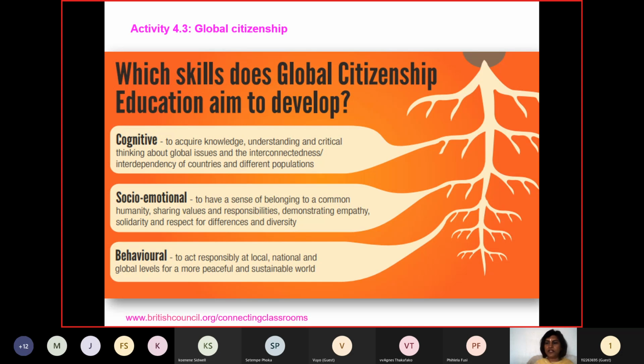Yes, where are the opportunities? Do opportunities exist in your school to develop cognitive, socio-emotional, and behavioral skills? You've already spoken about them in your drawing. These are the key skills that you spoke about in your drawings. So how do we put them into practice in our school?